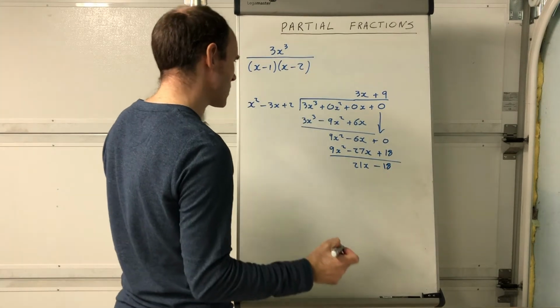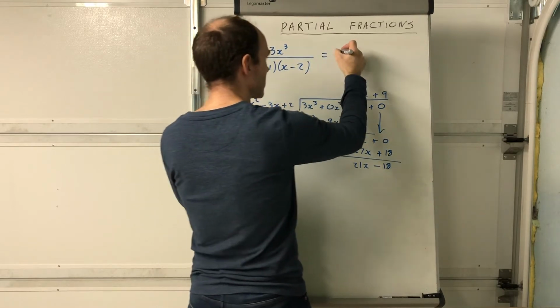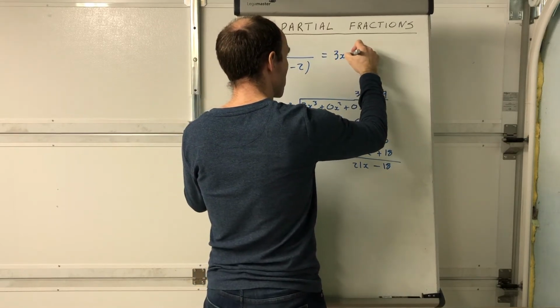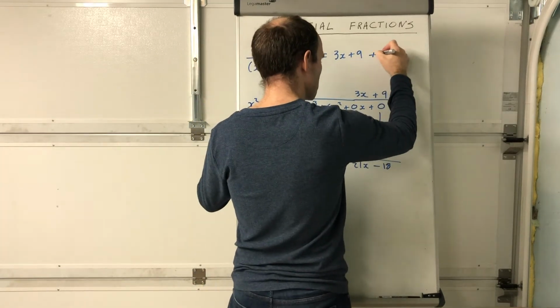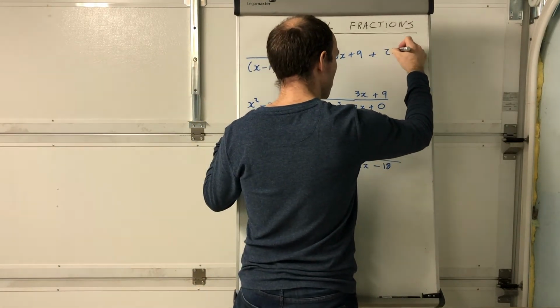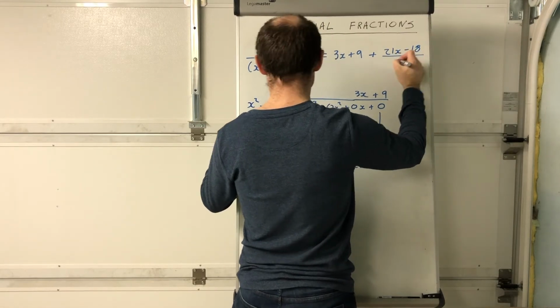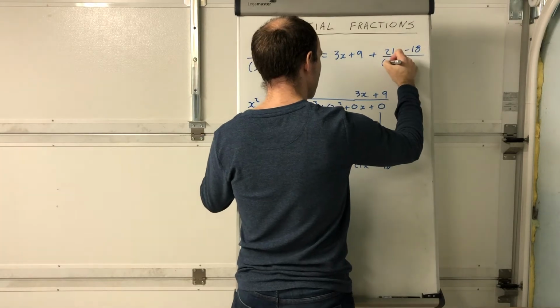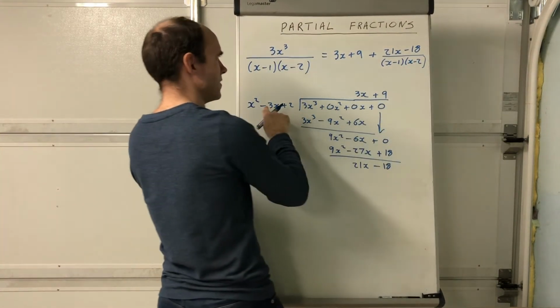So my answer is going to be, let's write it up here, that divided by that is 3x plus 9 with a remainder of that, and the remainder we shall write as 21x subtract 18 over x minus 1, x minus 2, over the original divisor, of course.